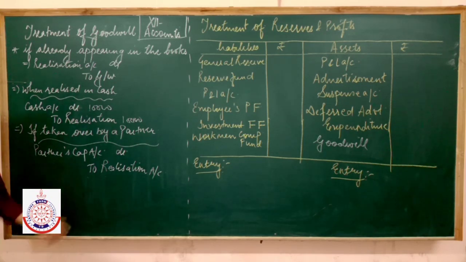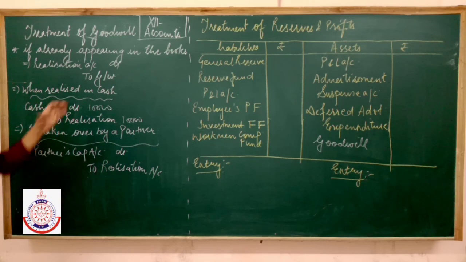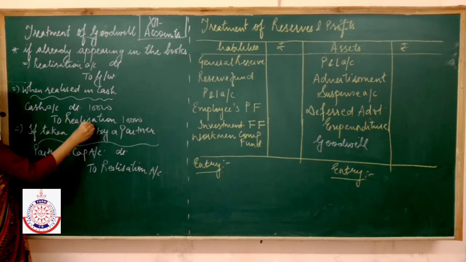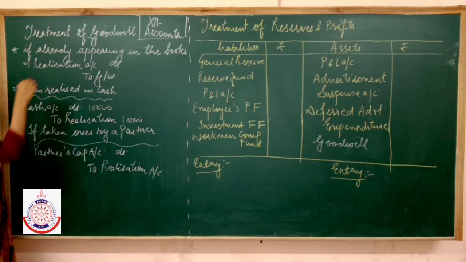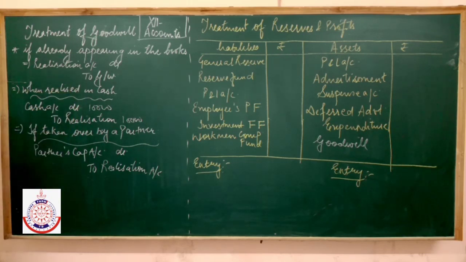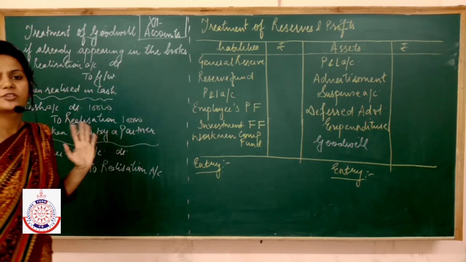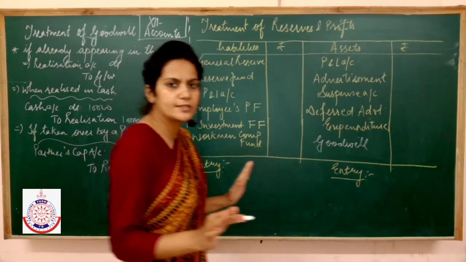Now suppose you have sold off this goodwill in the market, and I told you the meaning of this thing also. If you are selling off the goodwill in the market, then obviously you are getting cash out of it. Then the entry would be cash account debited to realization account. So I hope the treatment of goodwill is clear to everybody, and it's this treatment only. There are no other entries, nothing.